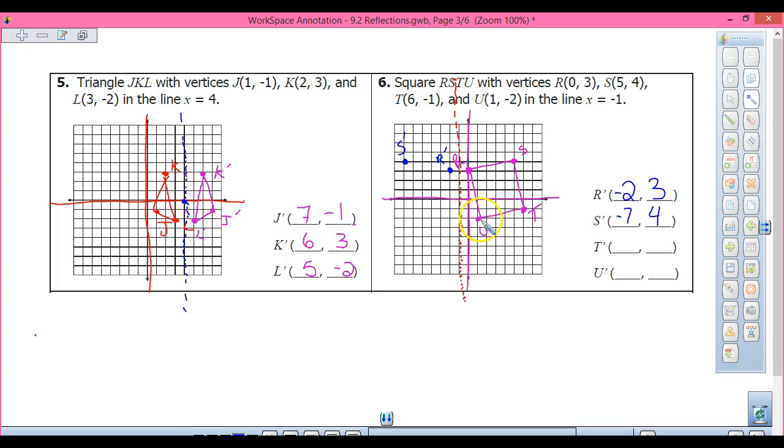U is how far from the line? 1, 2. So we got to go 2 to the other side. 1, 2. U prime is -3, -2. Oh, that was U. And T is 1, 2, 3, 4, 5, 6, 7 away. So it's got to go 7 on the other side. 1, 2, 3, 4, 5, 6, 7. T prime ends up at -8, -1.